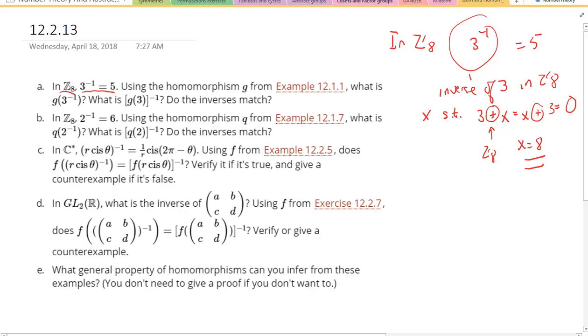So please be understanding here that this inverse is not multiplicative inverse, it's the inverse in Z8. So you need to be careful about where the inverses are applying.